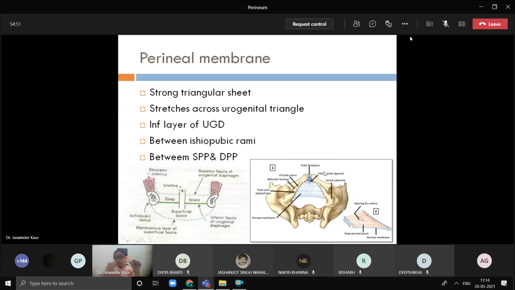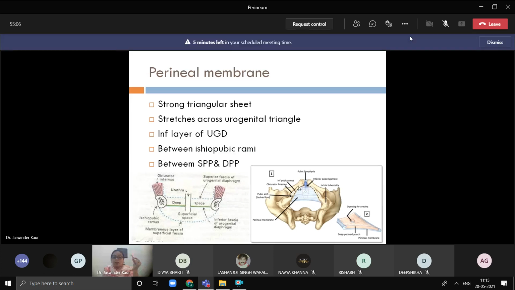So this one is the perineal membrane that is present across the urogenital triangle. So it is the inferior layer of the urogenital triangle. So here they have shown the perineal membrane after removing the muscular part and the superior layer. So the inferior layer of the urogenital diaphragm is known as the perineal membrane.